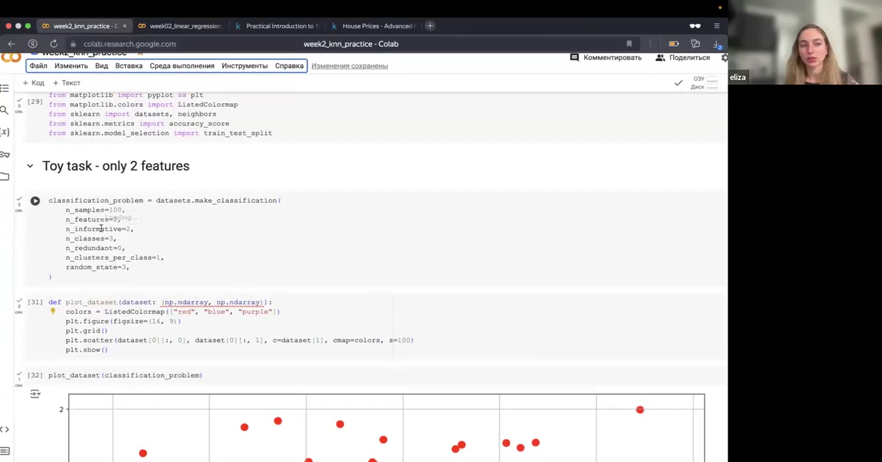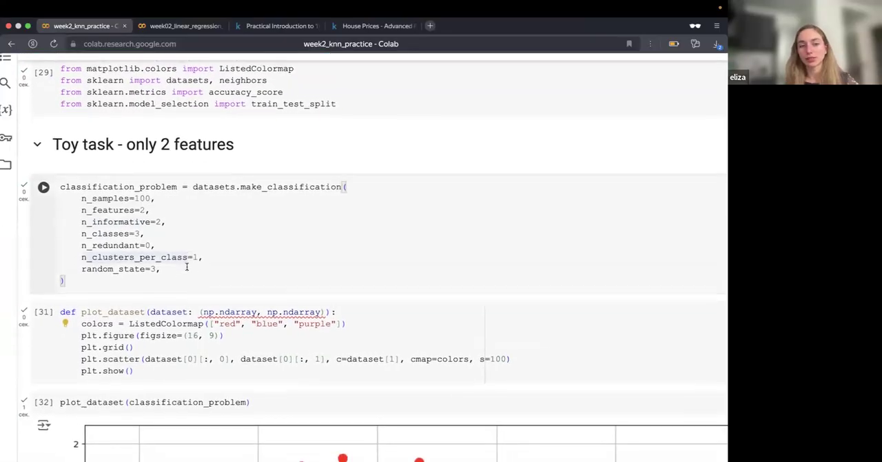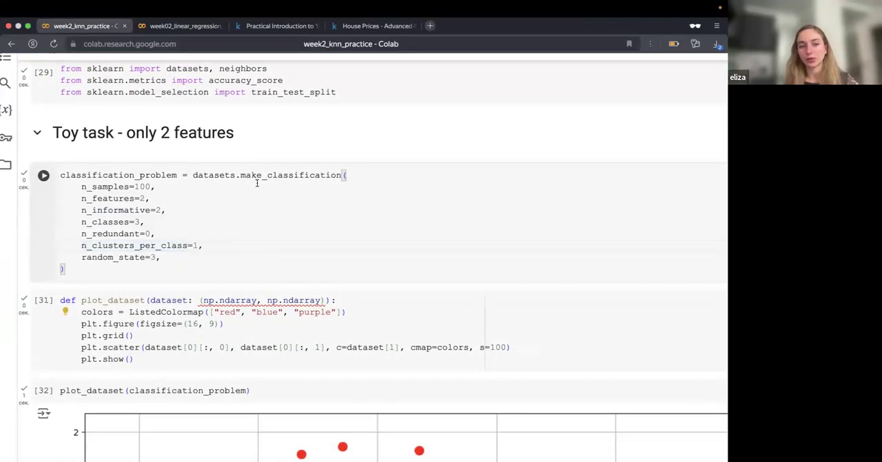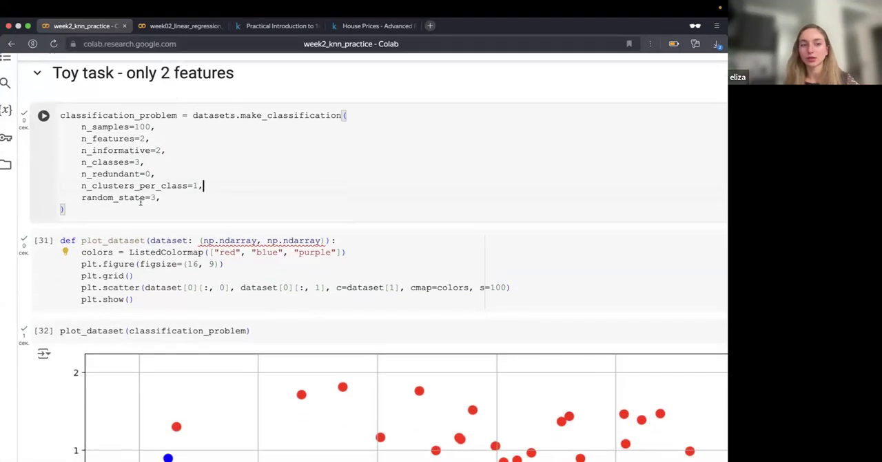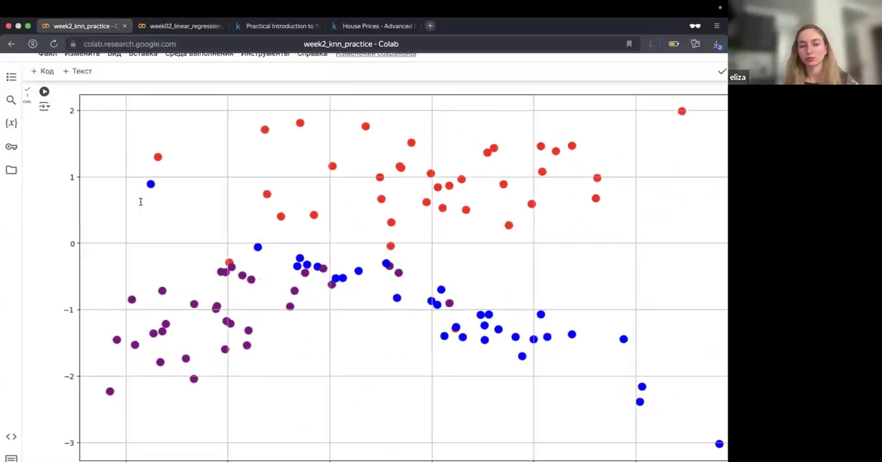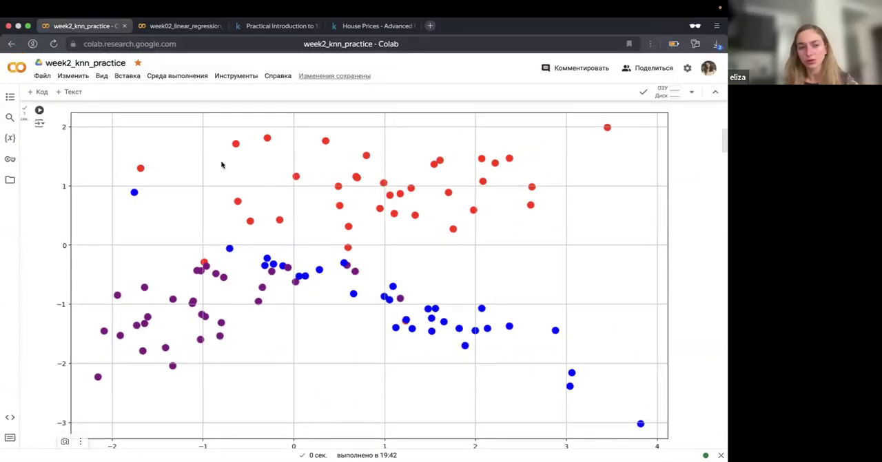You work with a toy dataset. You model data with make_classification, 100 samples. You have 2 features, 3 classes, and let's try to get the image with the distribution of our data. You see that we have 3 clusters of your data: purple, blue, and red.